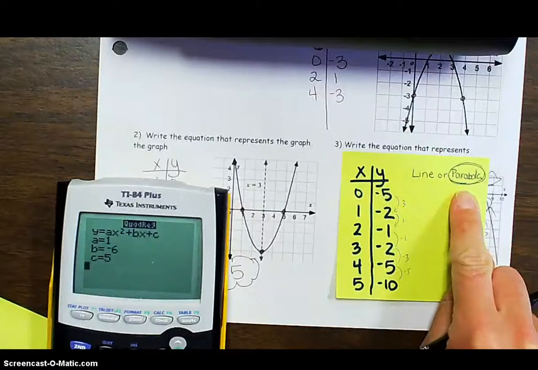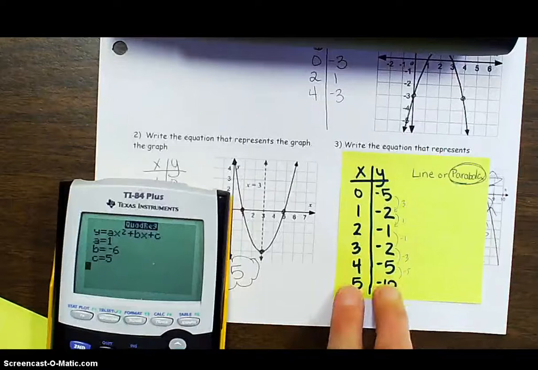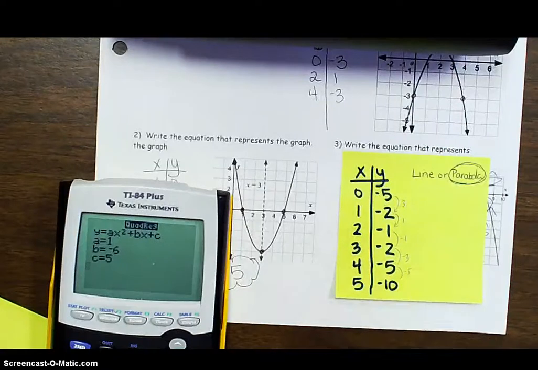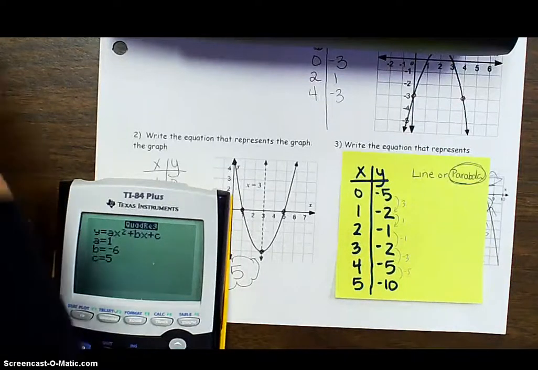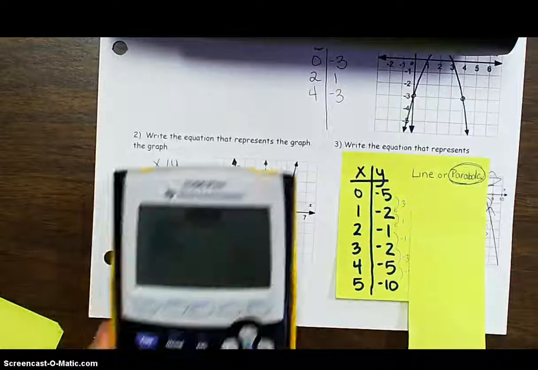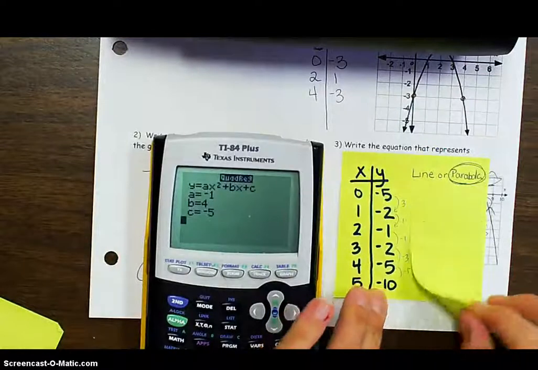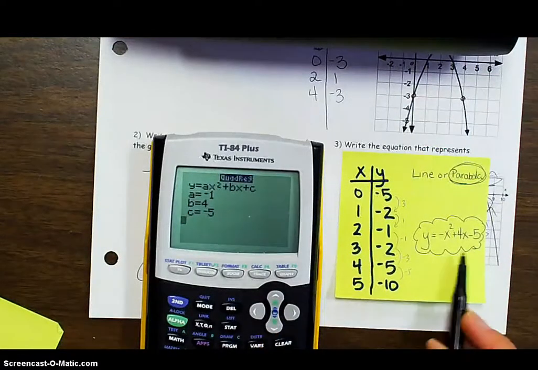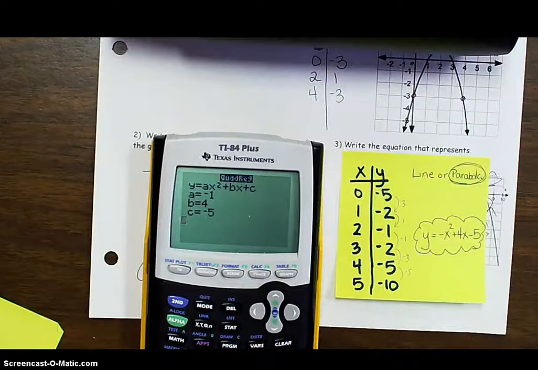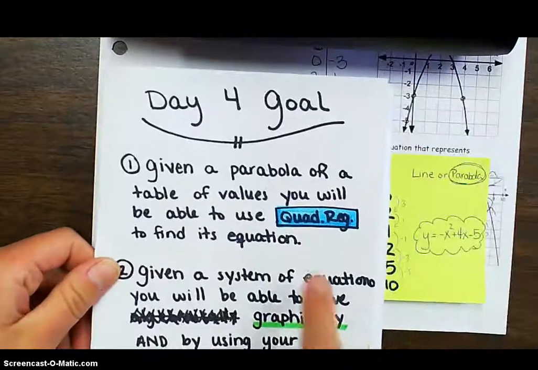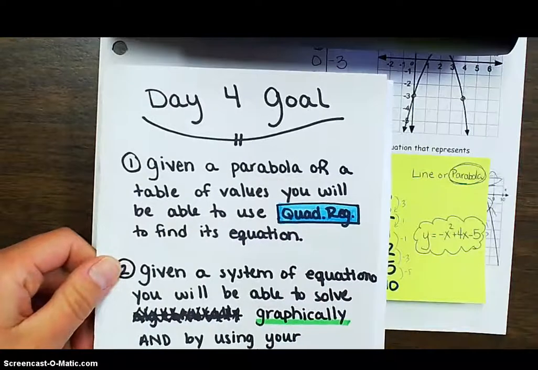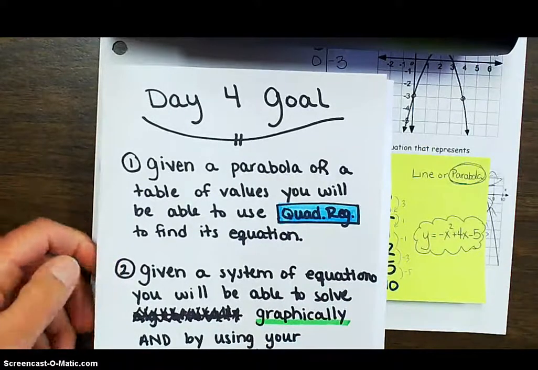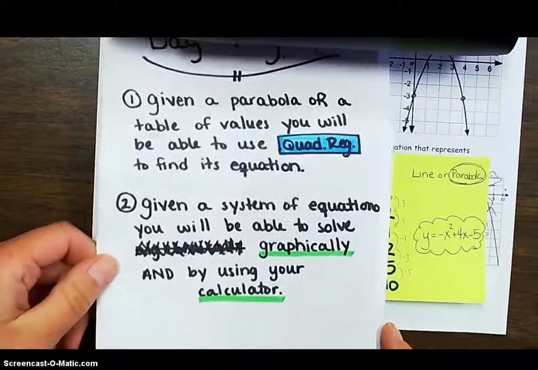So what I'd like you to do right now is once again pause the video. I'd like you to plug this into your calculator and come up with the equation and type it in. All right, let's see. Were you able to get y equals negative x squared plus 4x minus 5? All right, ladies and gentlemen, that is our first goal of today, which is learning how to do a quadratic regression, very similar to a linear regression. Okay, up next, goal number 2.